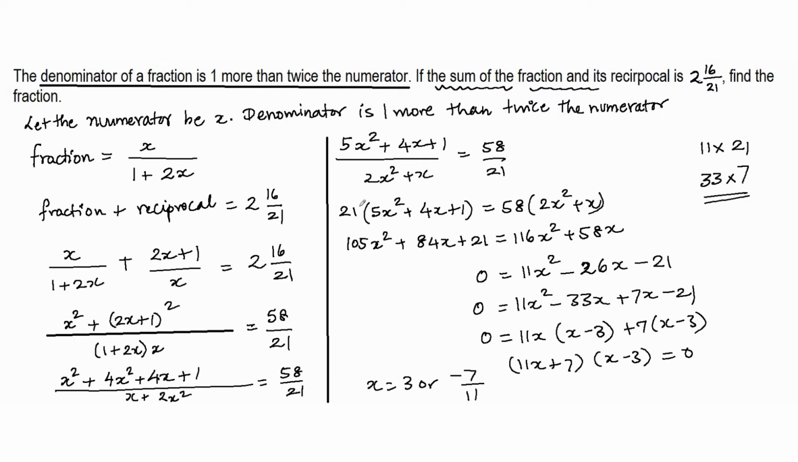And therefore over here we know that x is a natural number, x is an integer that we have chosen, so we reject the value of minus 7 by 11, and that is why we take x equals 3, and therefore the original fraction becomes 3 upon 2 3s are 6 plus 1 is 7, and therefore the original fraction is 3 upon 7.